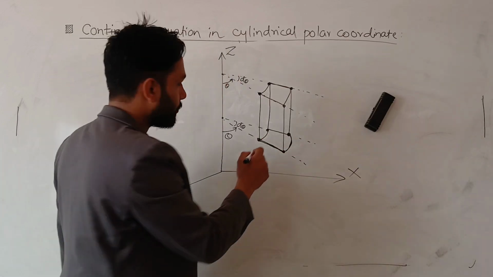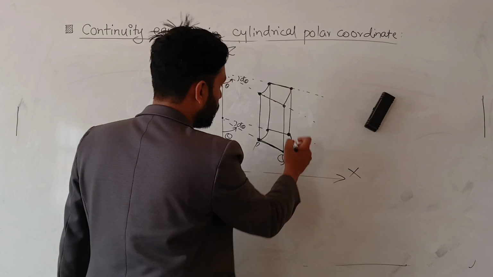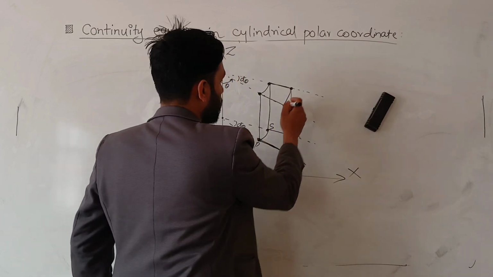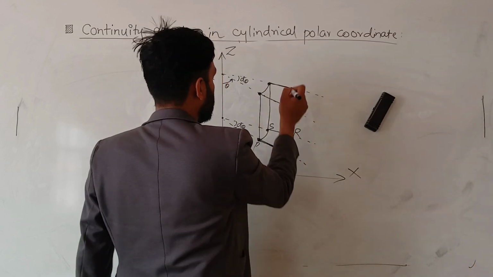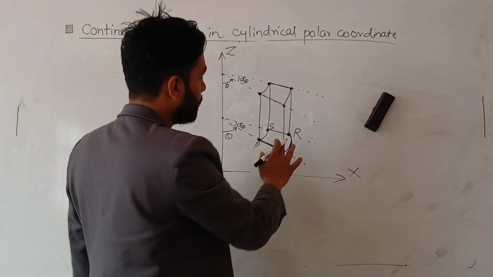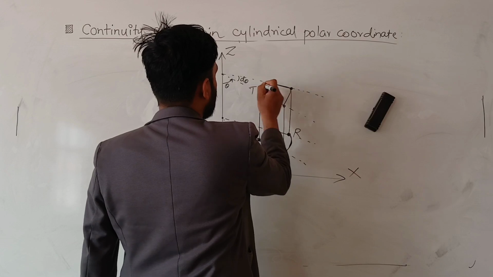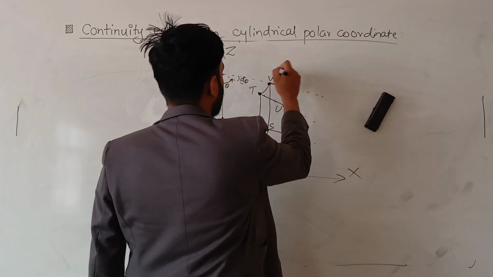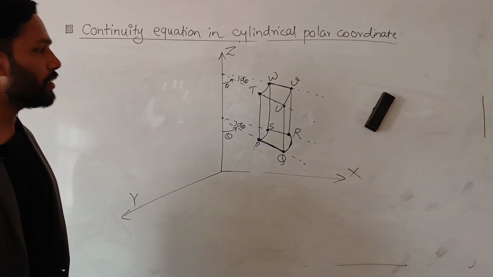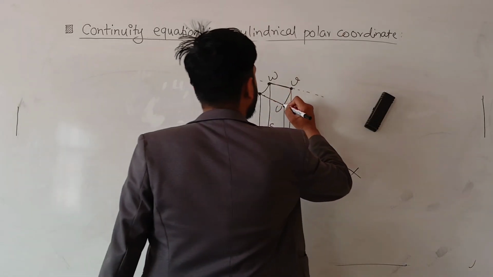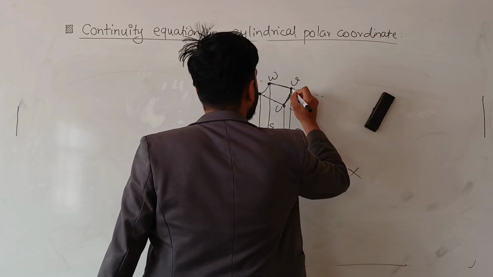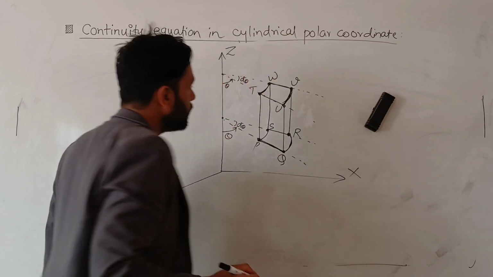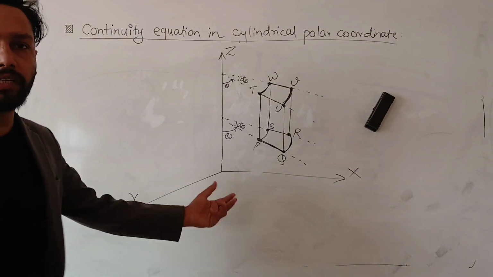That is P, Q, R, S, T, U, V, W, right? For the analysis, it's better to name the parallelepiped. So I've constructed a small parallelepiped and named it also.